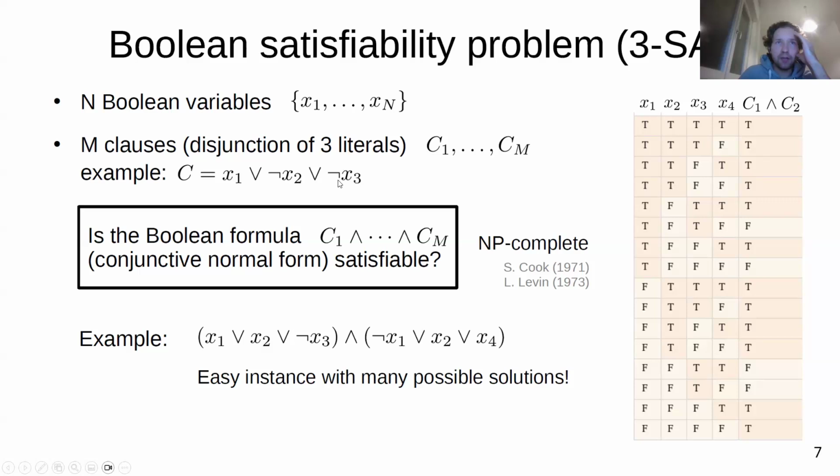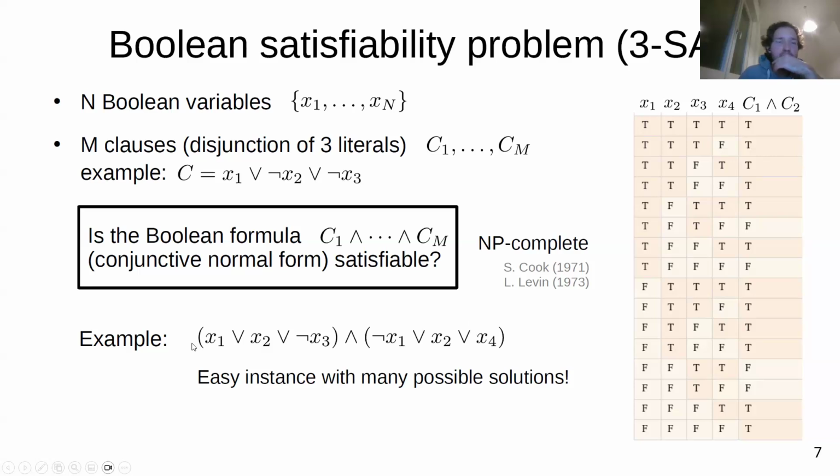So in order for this example clause to be true, we have to have either x1 is true, or not x2 is true, or not x3 is true. And for 3-SAT this has to be fulfilled for all m clauses simultaneously. So 3-SAT asks whether this Boolean formula is satisfiable with some assignment of classical variables. And this was one of the first problems proven to be NP-complete.